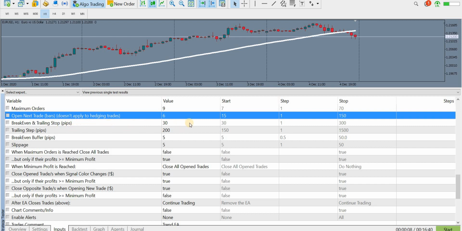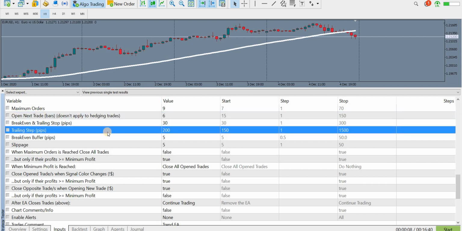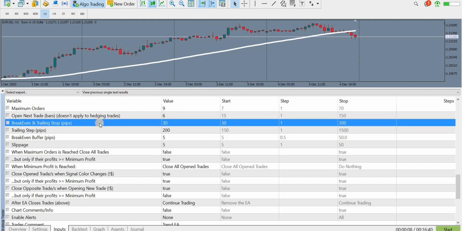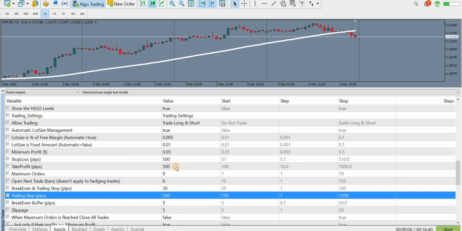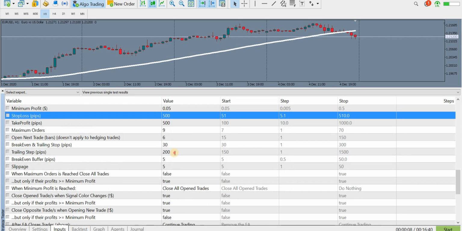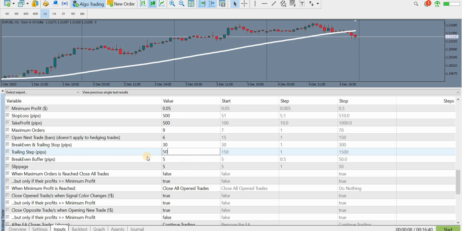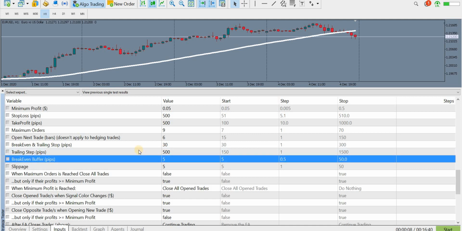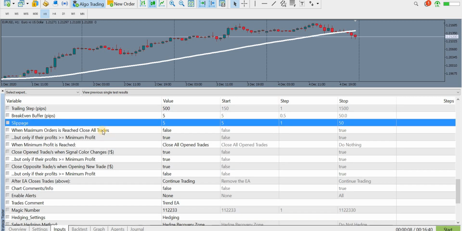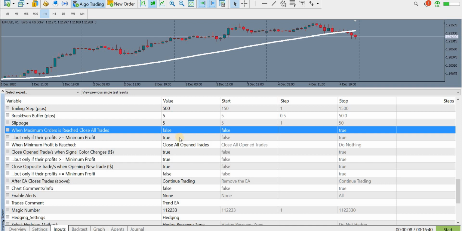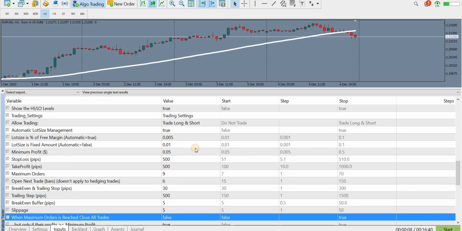What else have I changed compared to the previous testing? Trailing step, this is important because I'm hedging, so I don't want to trail the price. I'm using the break even, which is the same 30 pips. However, setting the trailing step to 200 or any other higher value, just like the stop loss or the take profit, will have the same effect. The price will never be trailed. Break even and slippage are the same. I don't want to close the orders when their number reaches 9.